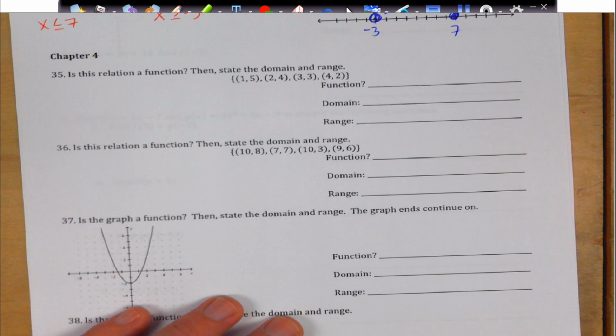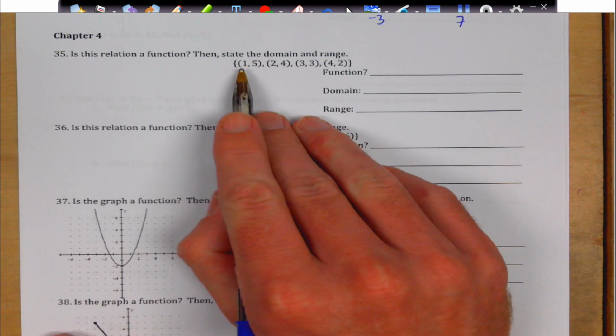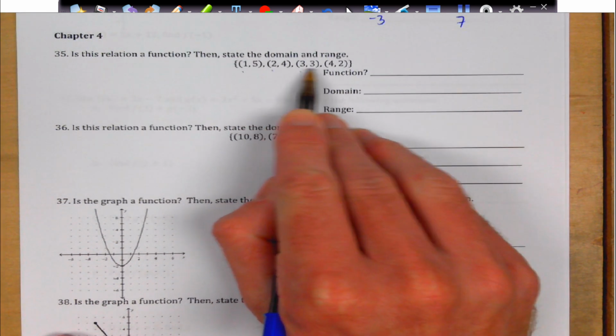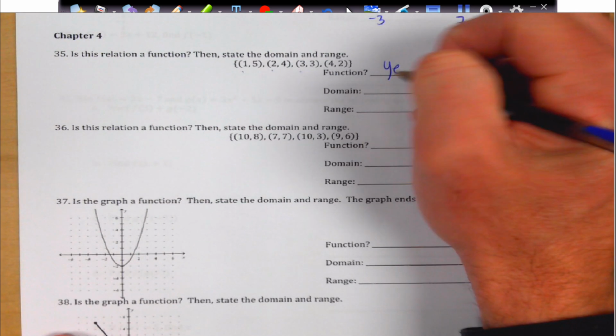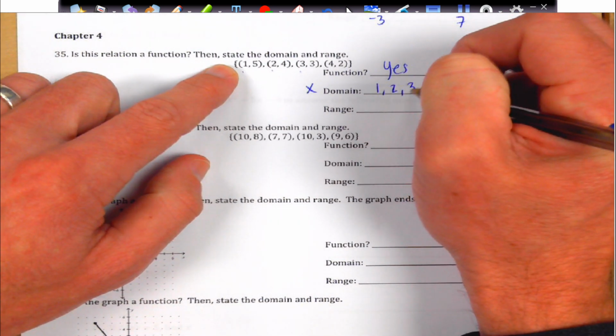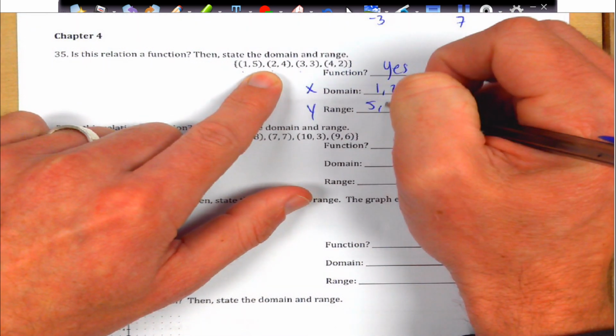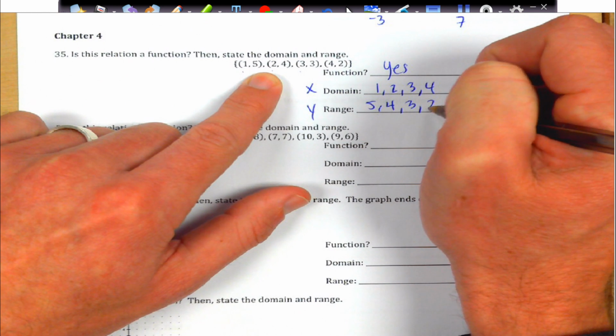All right, unit 4, is this relation a function? So remember, for every x, there can only be one y. So I'm just checking, is there a repeat in the x's? No, so they all have their own x's, so that's a yes. The domain is my x values, so that's going to be 1, 2, 3, and 4. My range is my y values, so that's going to be 5, 4, 3, and 2.